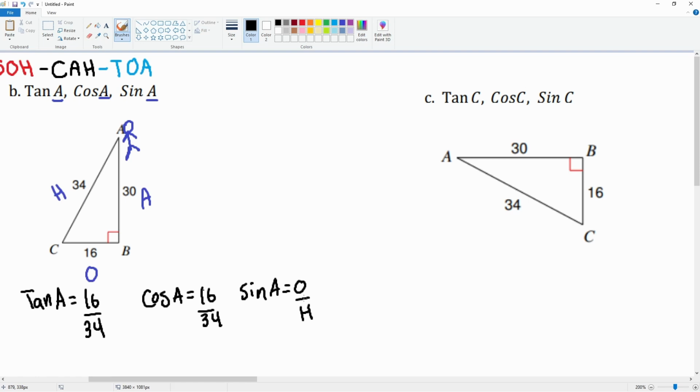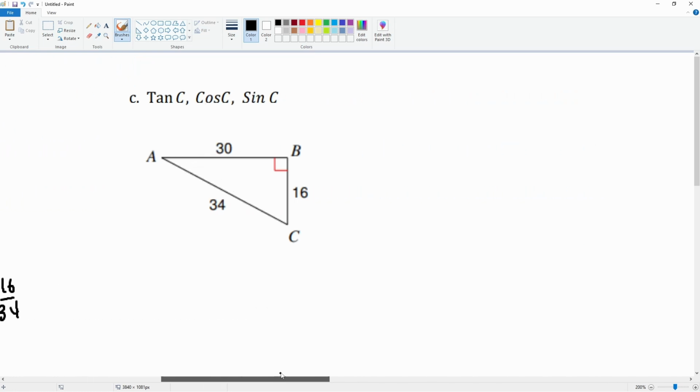Oh, I messed this up. Your cosine is adjacent over hypotenuse, right? Since it's adjacent over hypotenuse, that should be 30 over 34. Your sine is your opposite, that is 16 over 34. All right, I corrected it. There you go.